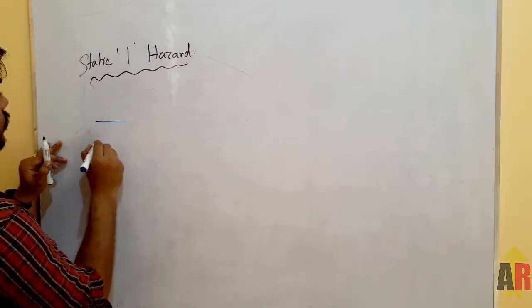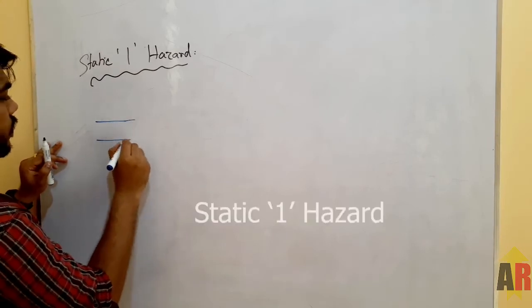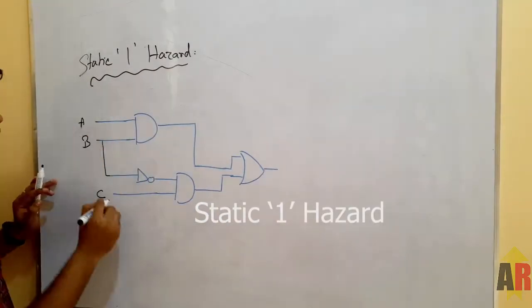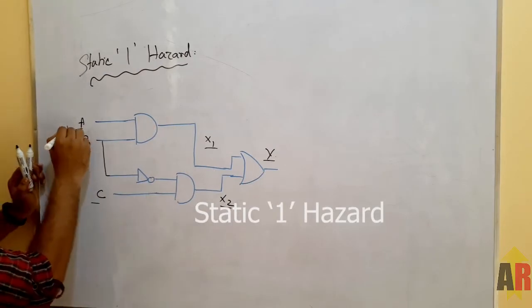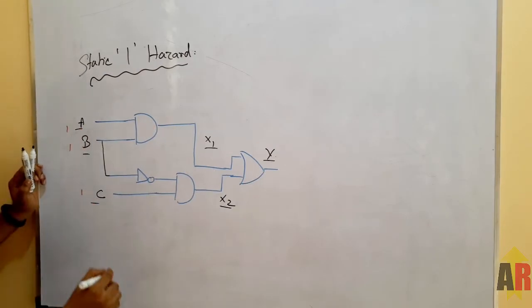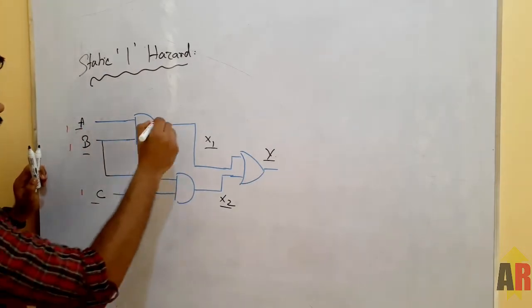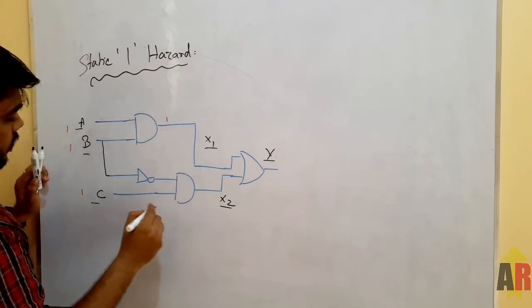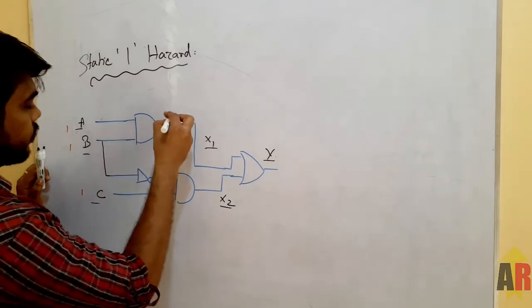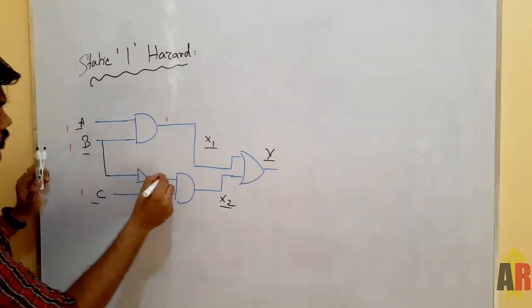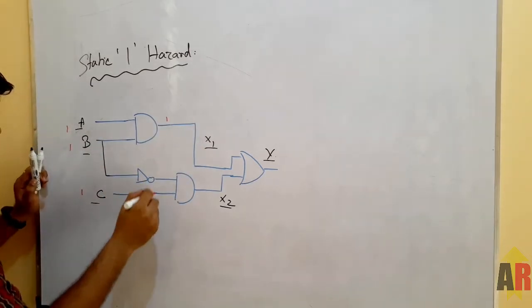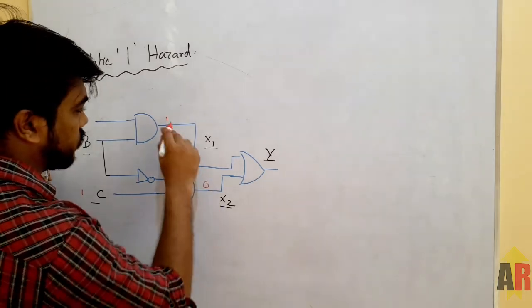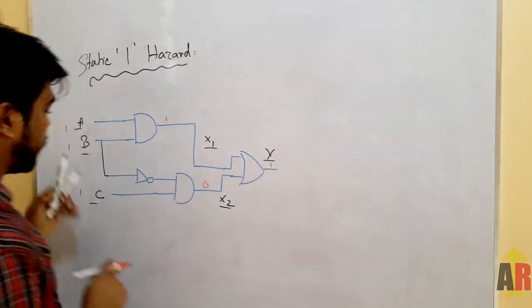I'm going to start with a circuit. Input like 1 1 1. What will be your answer? 1 1 is 1 and 1 1 is 1 here. 1 1 is 1. Then here 1 will be converted to 0, and 0 and 1 is 0. So 0 plus 1 is 1. This will be your answer.